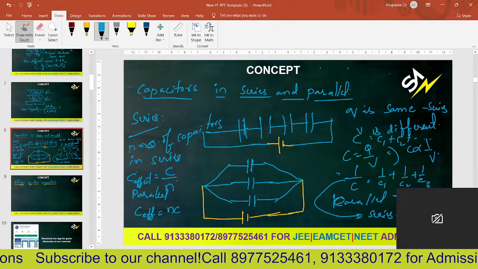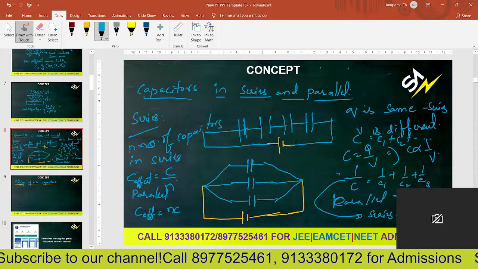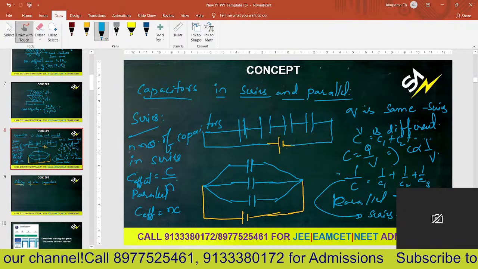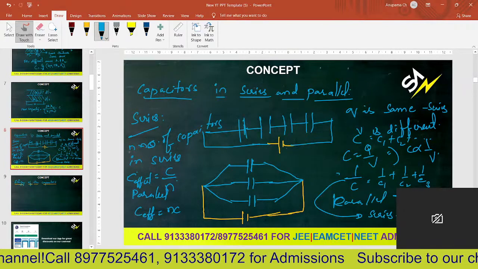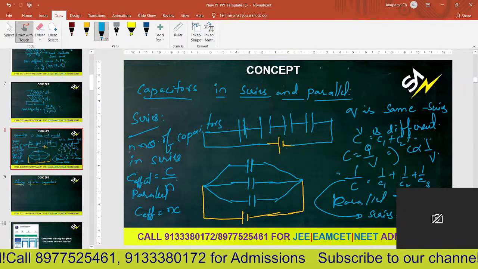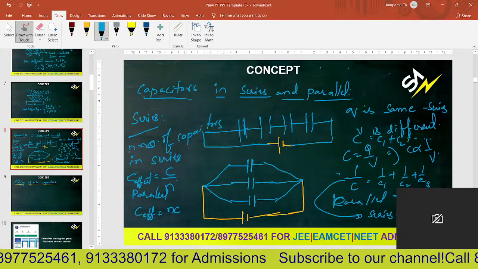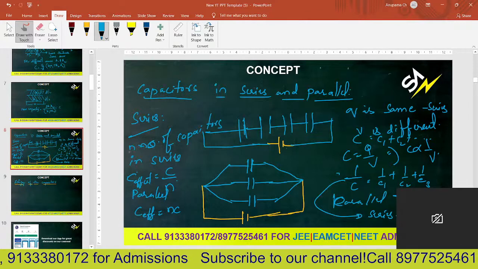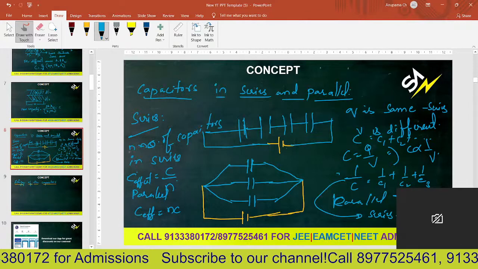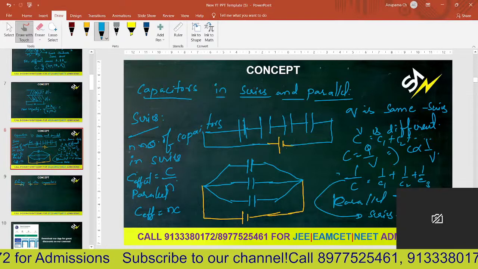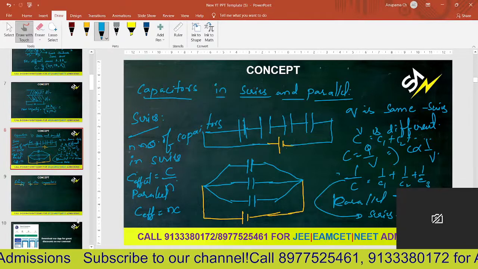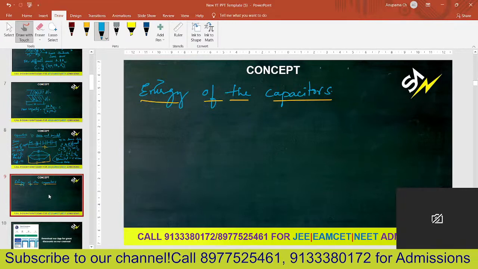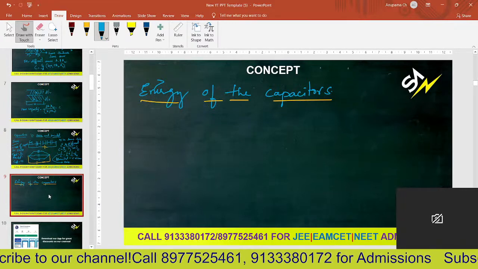So in this way, n number of capacitors, it's like resistance only, but reverse to the resistance. For resistance, we have in series R equals R1 plus R2 plus R3, and in parallel it is R by N. But here it is different. In series it is C by N, and in parallel it is N into C. So this is about the capacitors when N number of capacitors are connected in series and parallel.